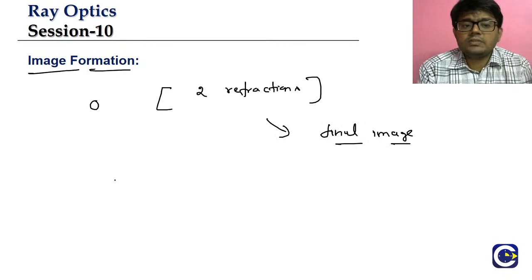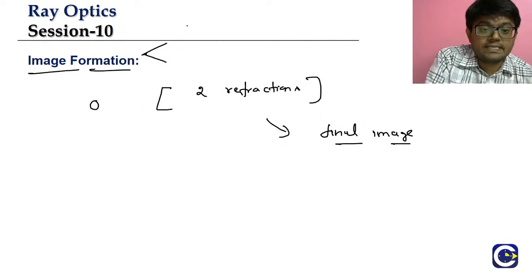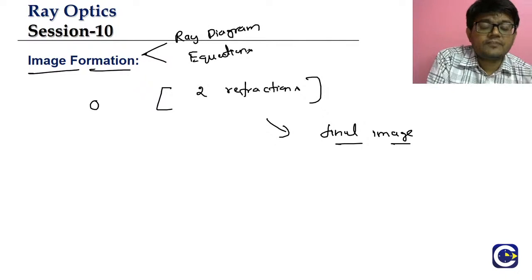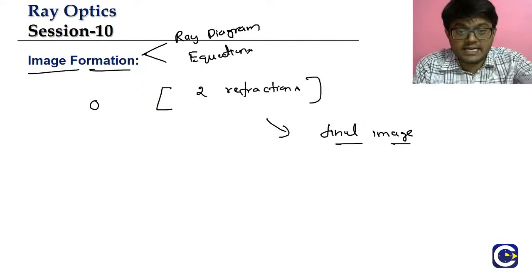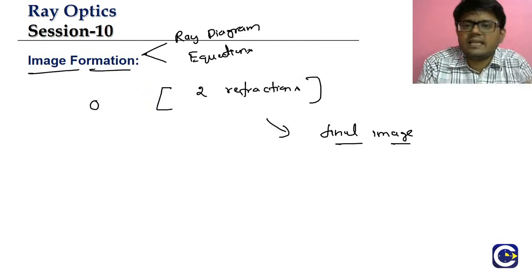When we talk about image formation, in the case of mirrors also we have done two methods. What are the two methods? One is the ray diagram approach, and the second one is by using a set of equations. There we call them mirror equations. Here we will be calling them the lens equations.